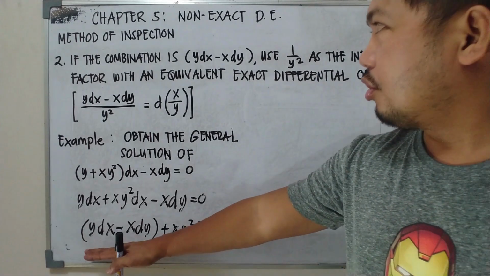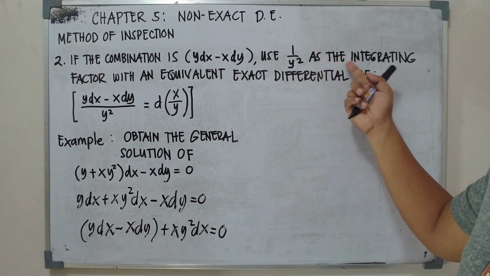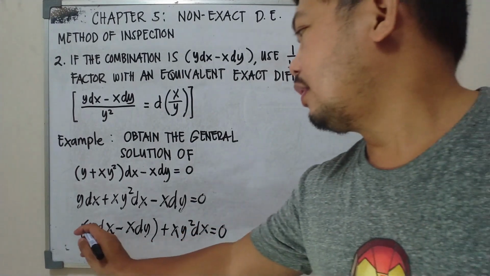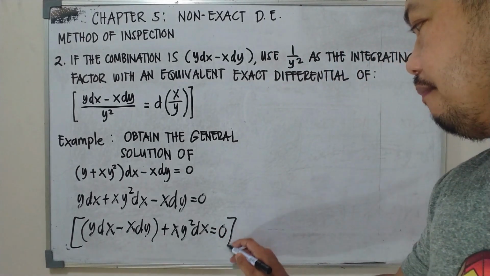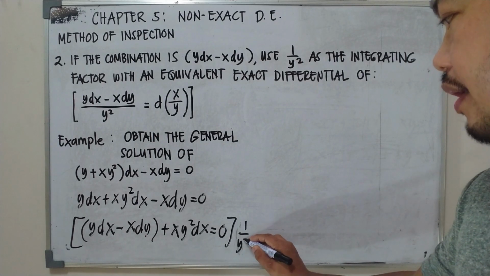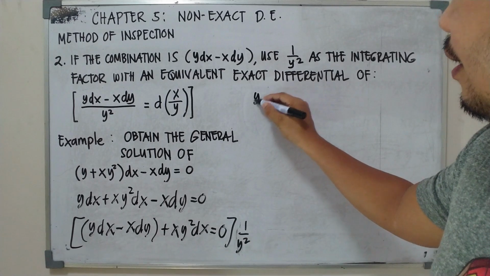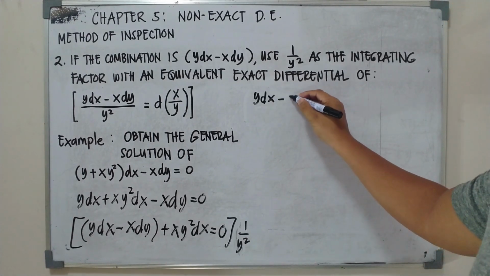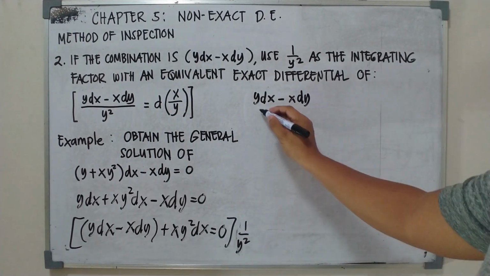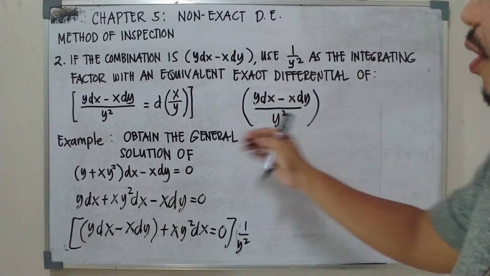So, meron ka ng combination. May combination ka ng y dx minus x dy. Then, gamitin mo na yung integrating factor mo na 1 over y squared. You need to multiply both sides. Okay? Multiply now both sides by 1 over y squared. Okay, multiply mo na. So, this is equals to y dx minus x dy multiply by 1 over y squared. Okay? Meron na tayo nito.